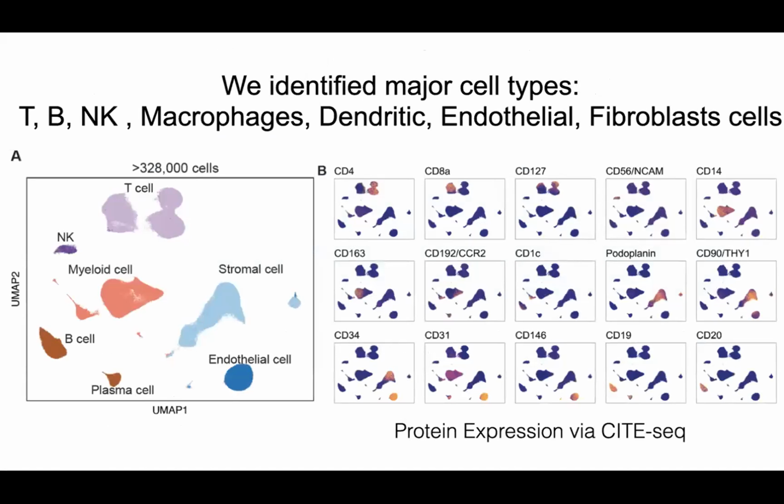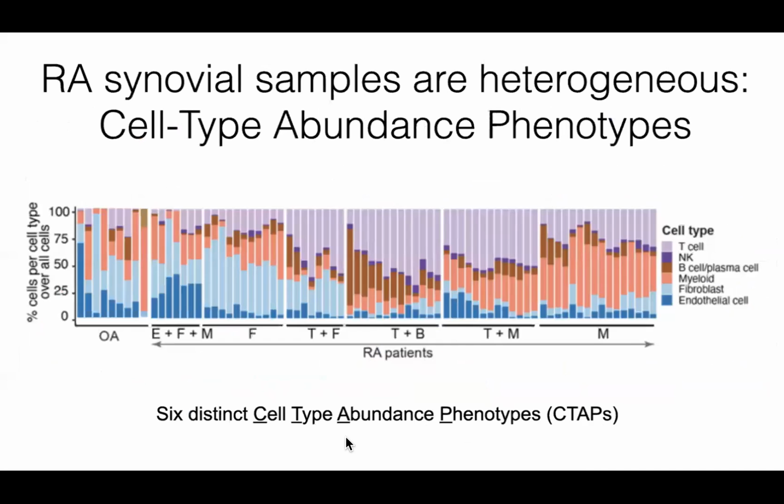So doing some standard single cell analysis, we analyzed our data on 328,000 cells from 80 individuals. And we identified the major populations here. So T cells, NK cells, myeloid cells, stromal cells, endothelial cells, and B cells. Those were the main populations. And you can see that on the left, we've clustered on RNA. And because we have the protein data, we can make sure that the populations are positive for the key protein markers.